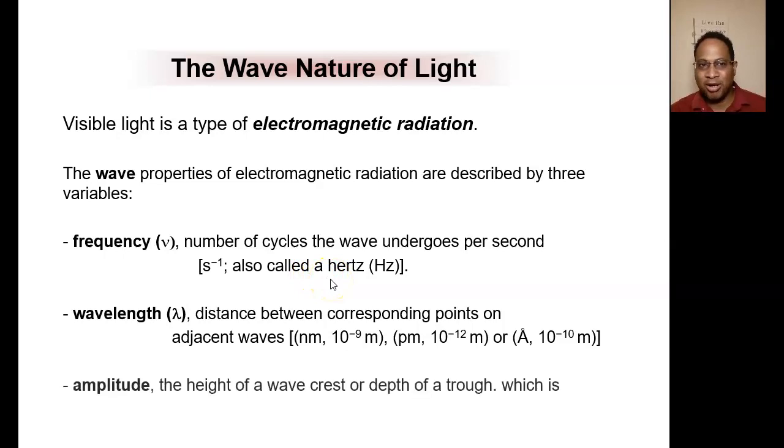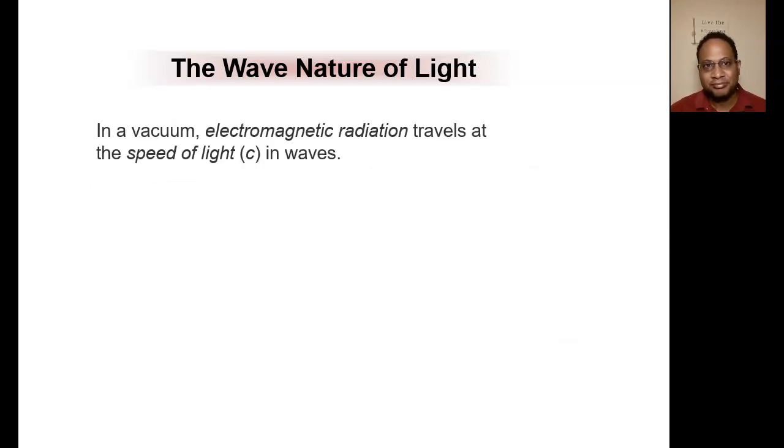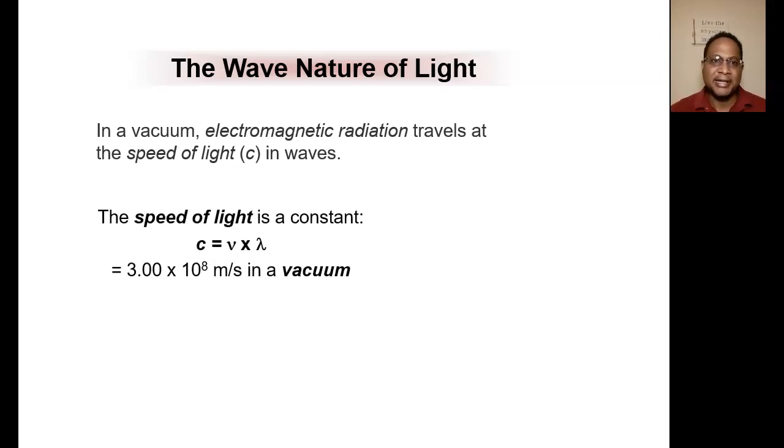And then the third one would be amplitude. You got it. So the amplitude represents the height of a wave crest or the depth of a trough, which is related to its intensity or brightness of that particular radiation. All right, so in a vacuum, electromagnetic radiation travels at the speed of light in waves. And the speed of light is a constant.